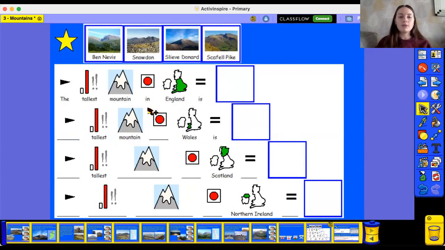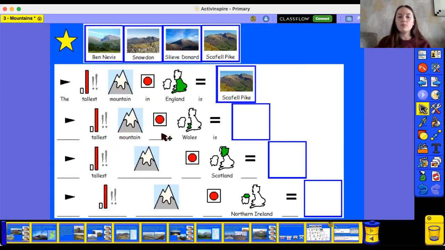The tallest mountain in England is, is it Ben Nevis, Snowdon, Sleevedonnard, or Scafell Pike? Which one is the tallest mountain in England? Not the United Kingdom, just England. Fantastic, it's Scafell Pike. So I'm going to put that next to it. Don't worry if you can't print it off and cut it out. You can just write Scafell Pike in that box.